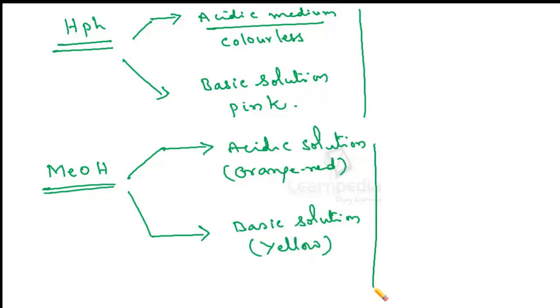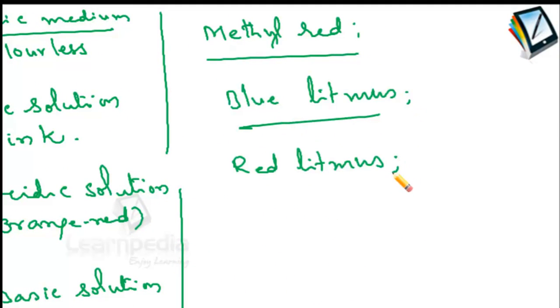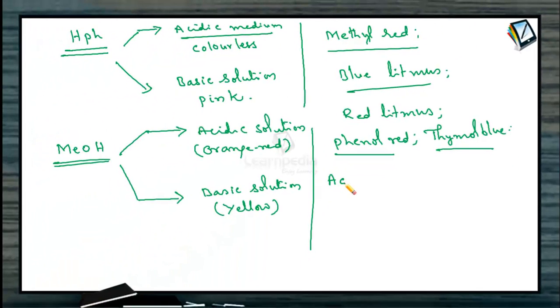Similarly, we have many substances such as methyl red, blue litmus, red litmus, phenol red, thymol blue, etc. All these substances exhibit different colors in aqueous solution depending upon the acidic or basic nature of the solution. Such substances like phenolphthalein, methyl orange, methyl red, blue litmus or red litmus, phenol red, which develop different colors in aqueous solution depending on the acidic or basic nature of the solution, are called acid-base indicators. And these are also called visual indicators.